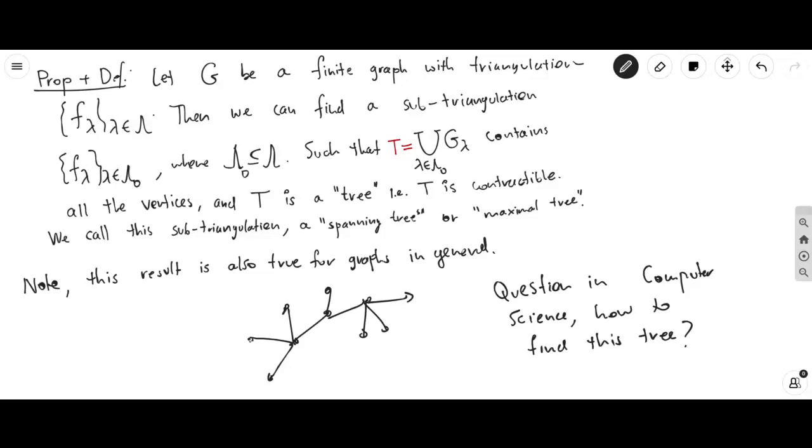Let's say you have a graph that has millions of vertices and billions of edges. How do you end up finding it? You cannot just randomly go through all of them and hope that you find something. So there has to be some kind of algorithm that will find this tree for you. But we're just going to accept this result, and we will use it.